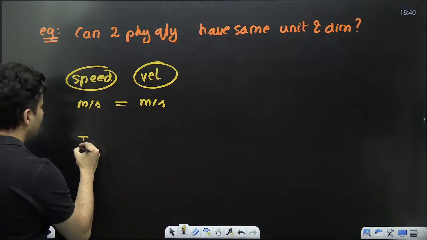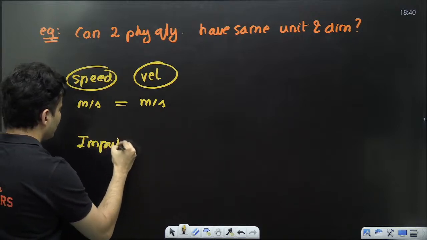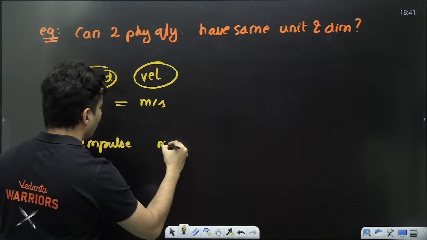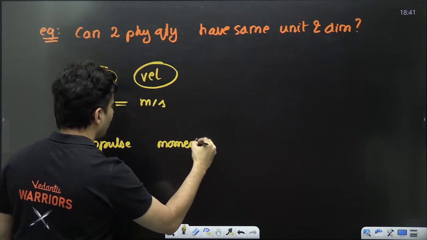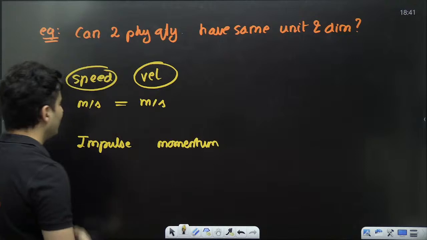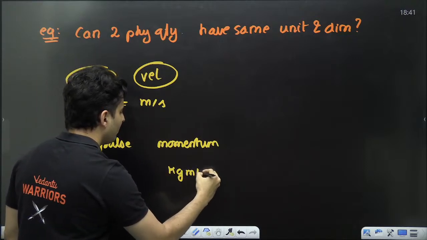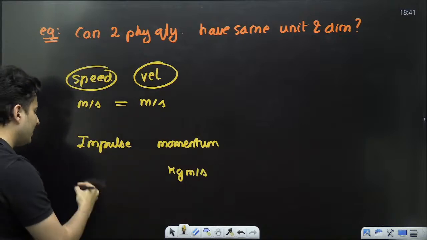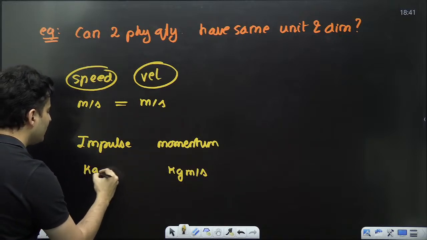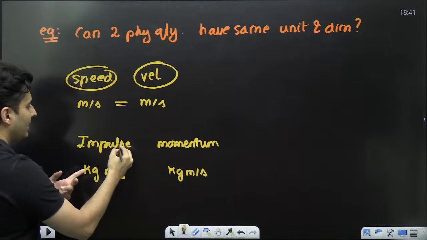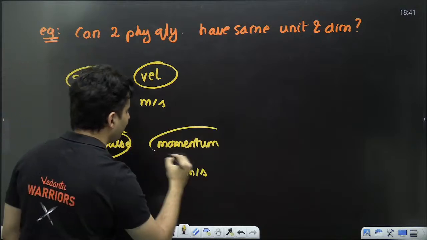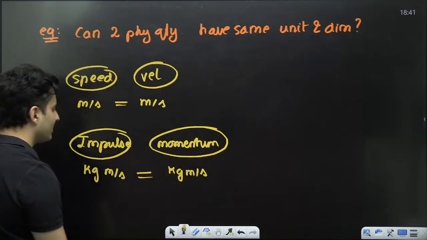Forget that. Let's talk about impulse, and let's just talk about momentum. What's the unit of momentum? It's kg meter per second. What's the unit of impulse? That is also kg meter per second. But they are not the same thing. They are two different physical quantities, but their units are same.